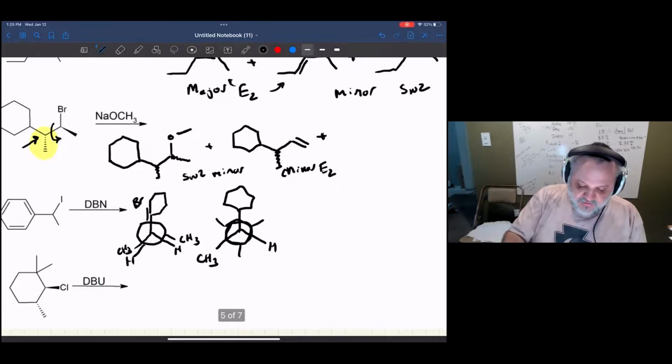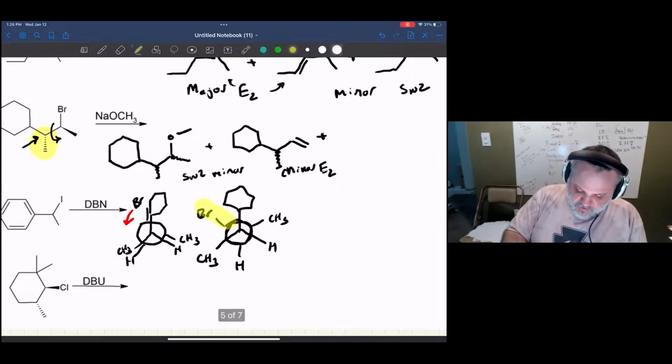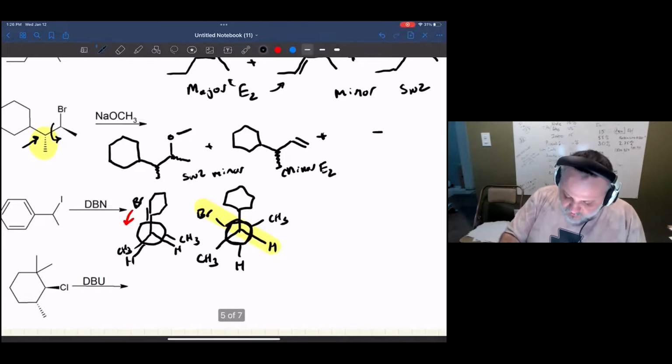So how do I get this bromine to be anti-periplanar? Well, that means I need to rotate this direction. So the bromine ends up being here. The CH3 ends up being here. The hydrogen ends up being here. That's where my double bond forms. And so my other product, my major E2 product, will look like this.